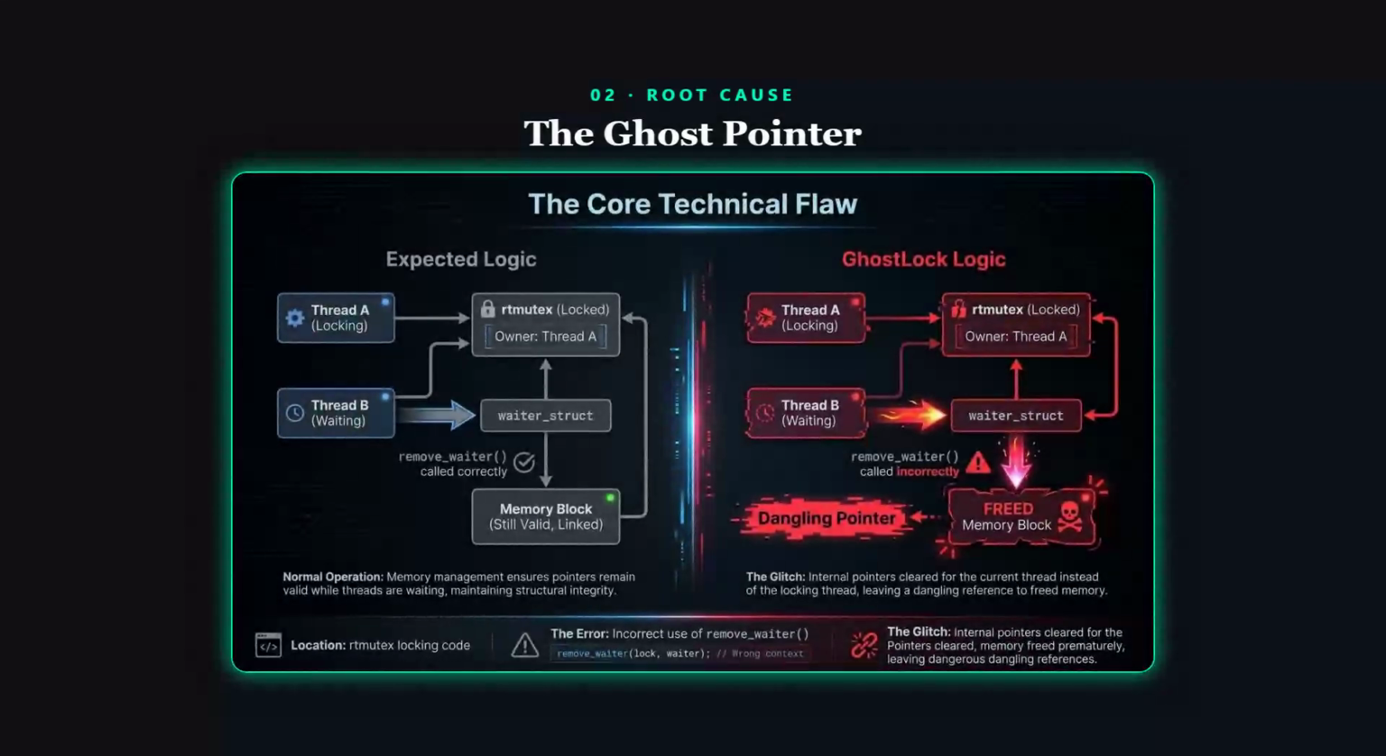The root cause is in the kernel's real-time mutex code, the part that decides which thread holds a lock. When a thread stops waiting for a lock, the kernel runs a cleanup routine to take it out of the queue. The bug is that this routine clears the wrong pointers, it wipes out the bookkeeping for the current thread by mistake. That leaves behind a reference to memory that has already been freed, a dangling pointer, or as the name suggests, a ghost pointer.